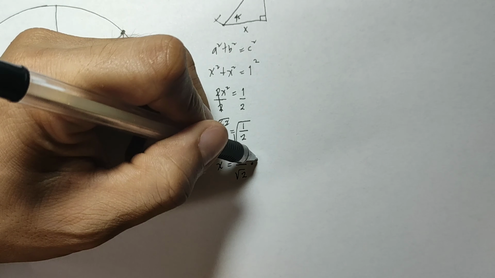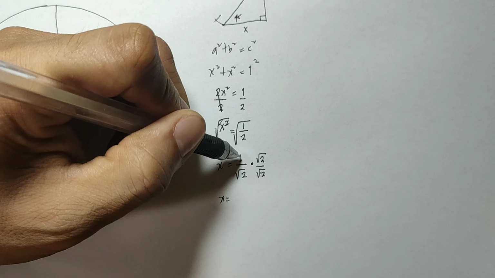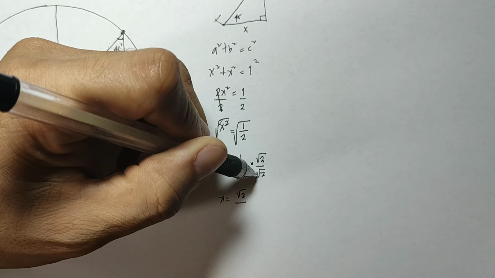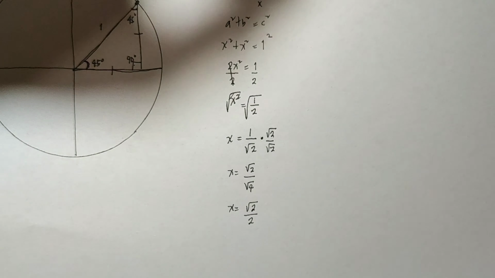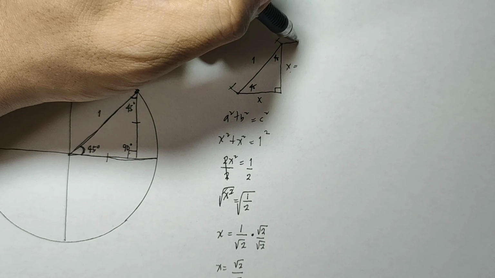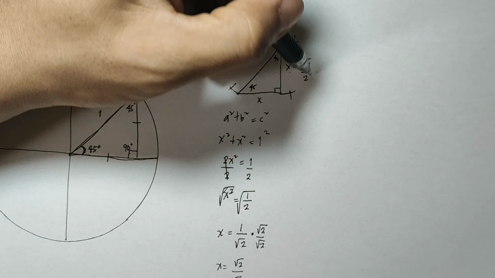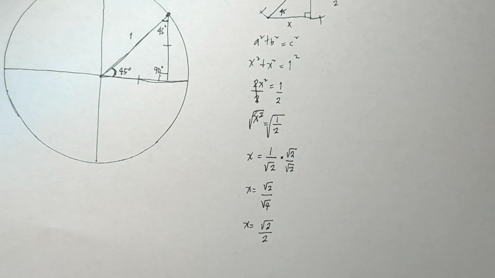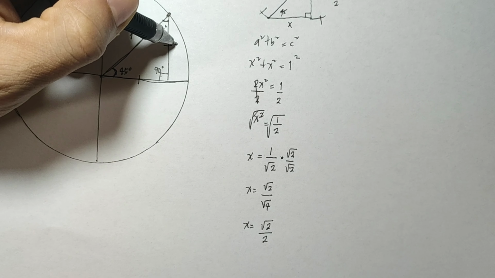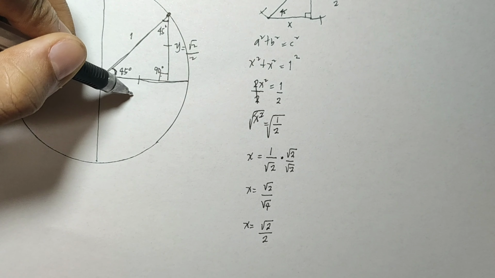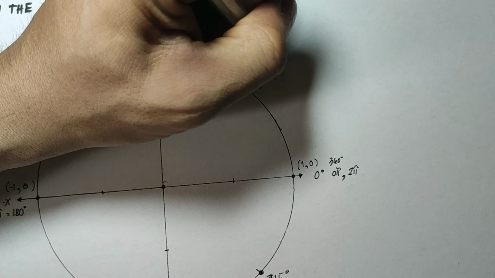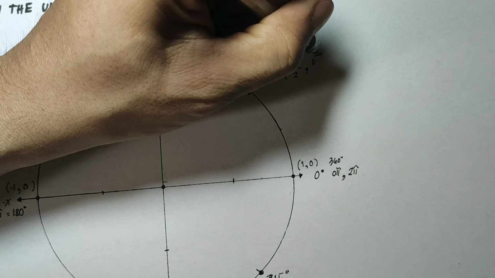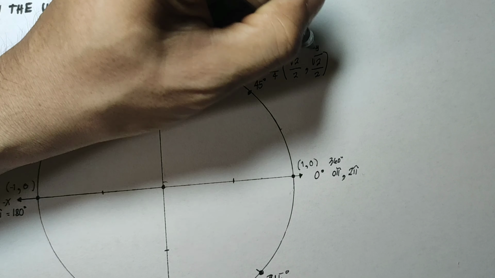Then, let's rationalize by multiplying it by square root of 2 over square root of 2. So, 1 times square root of 2 is square root of 2 over square root of 2 times square root of 2 is square root of 4. But square root of 4 is 2. So, therefore, the value of this, the length of this, is square root of 2 over 2. So, since they are the same, it's square root of 2 over 2 still. So, this is our y coordinate, square root of 2 over 2, and this is our x coordinate, square root of 2 over 2. So, we can get its coordinates, we'll just transfer it here. The coordinates of this are square root of 2 over 2, comma square root of 2 over 2. This is for x, this is for y.